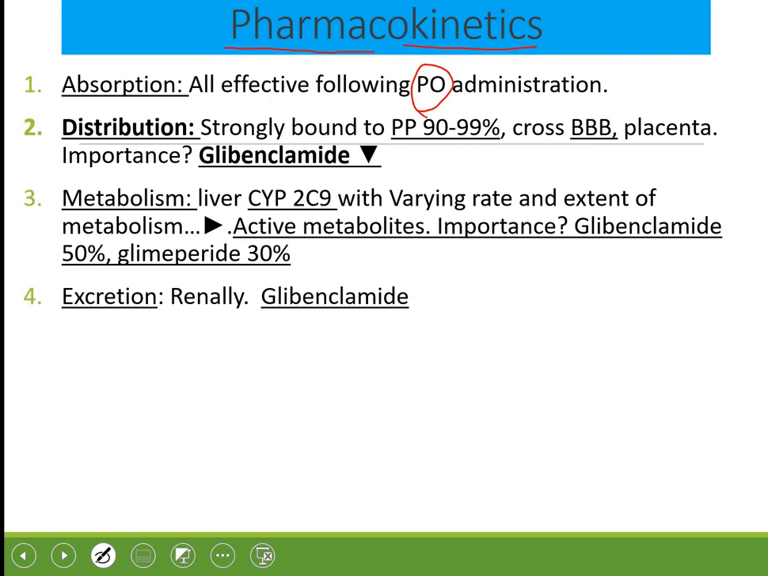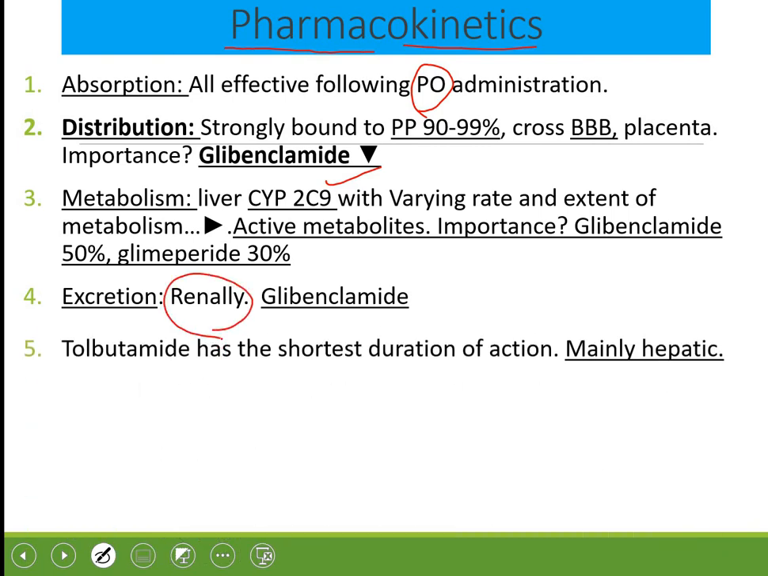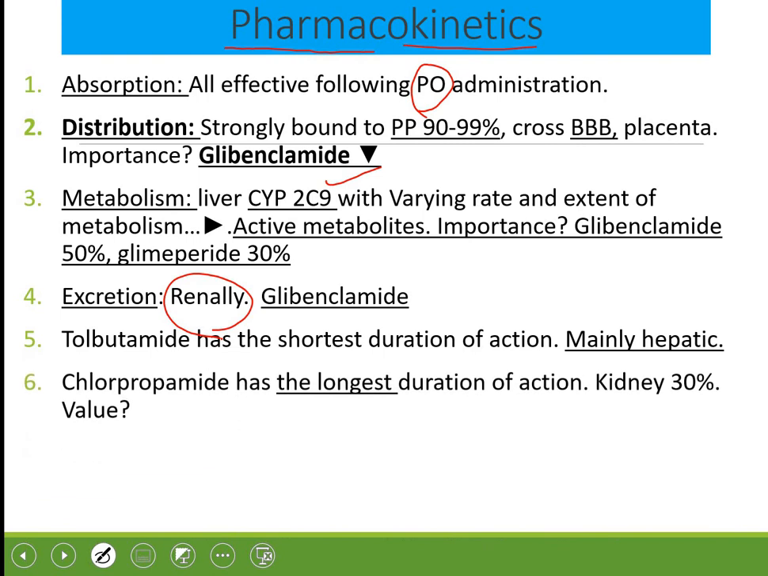Metabolism, as we discussed in the previous slide, is by the cytochrome P450 enzymes, and one of the enzymes is cytochrome P450 isozyme 2C9. Metabolism may be increased or decreased. It depends upon which drugs you are going to use, whether they are enzyme inducers or enzyme inhibitors. Nevertheless, excretion or elimination is mostly through the renal route, and one should keep this point in mind, as we have discussed in the previous slide.